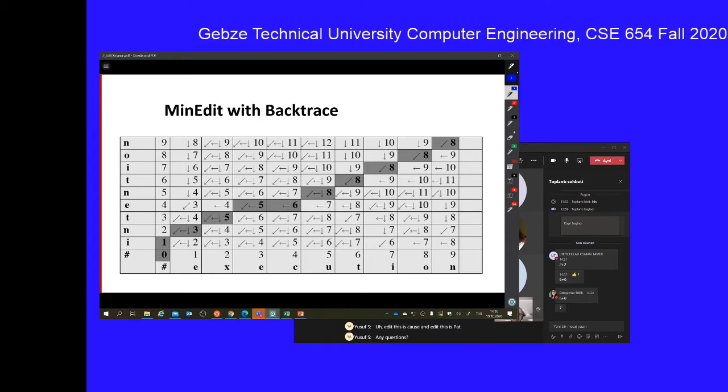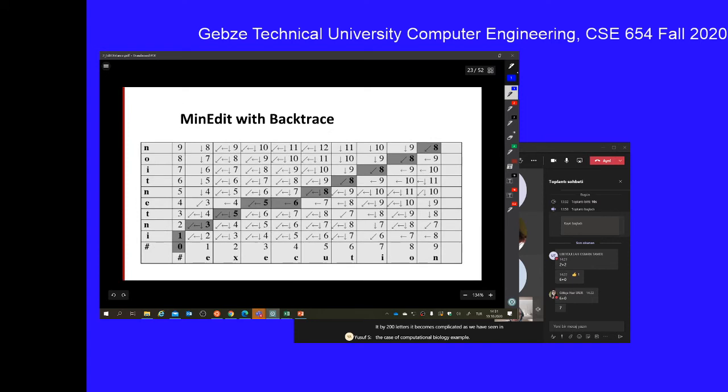Any questions about edit distance? It might look trivial for you, but if the words are very, very long, like 200 letter words by 200 letter words, it becomes complicated, as we have seen in the case of the computational biology example. Okay, so this is minimum edit distance with backtrace.